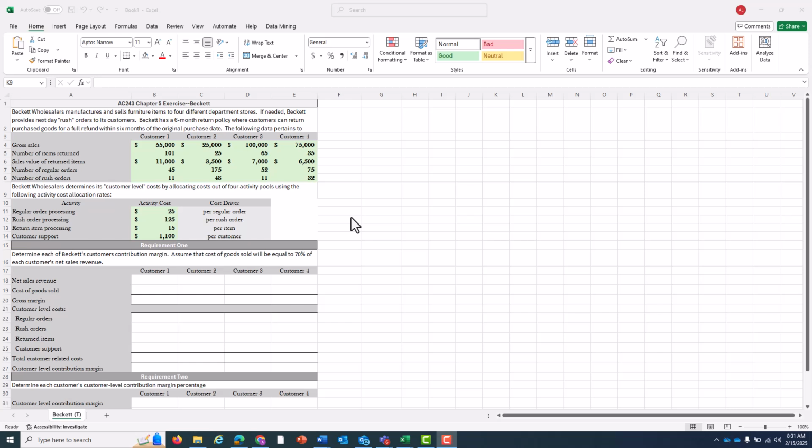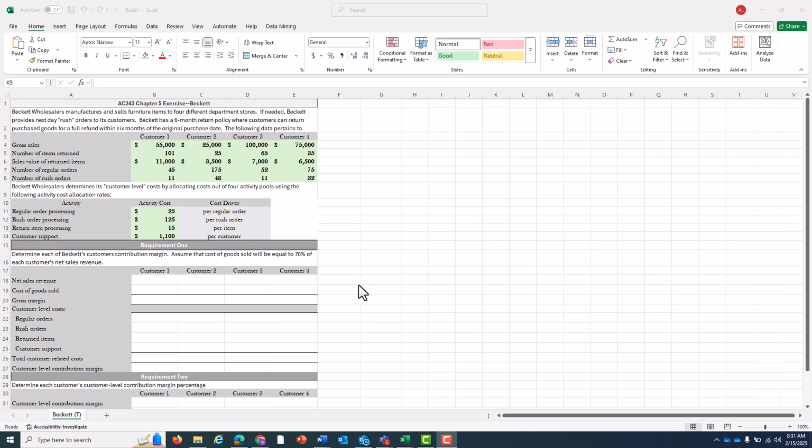We have a 6-month, no questions asked return policy where customers can return their goods. So for each customer, we have the number of pieces of furniture that they returned and the sales value of the furniture that they returned. And using this information, we can go through and figure out what each customer's margin was that contributed to our overall company-wide contribution margin.